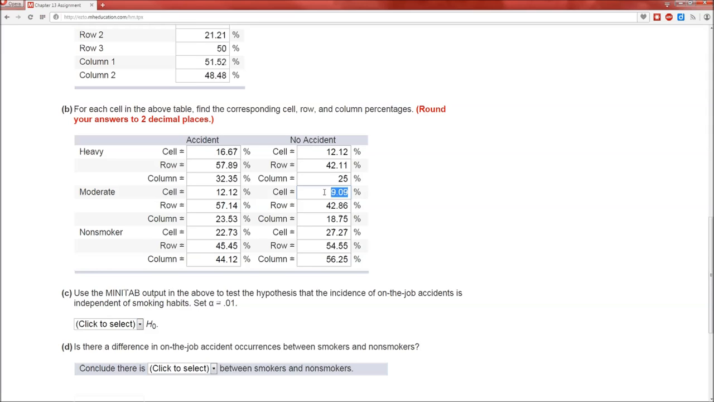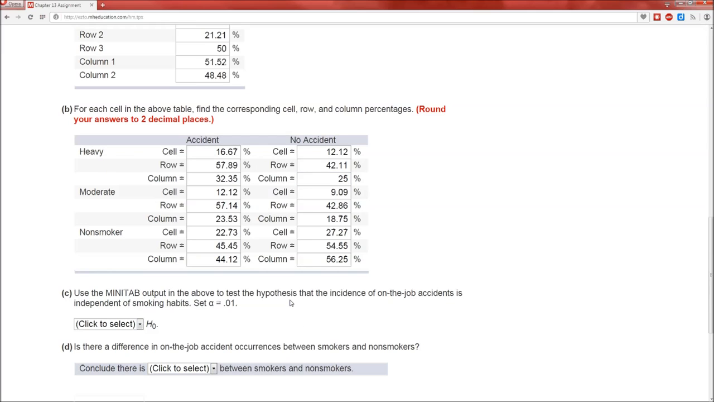Notice the cells are the intersections, the ands. The rows and the columns are conditional. The row is conditional on the smoker level. The column is conditional on the accidentness. So that 25%, given the person had no accident, it's a 25% chance he was a heavy smoker.